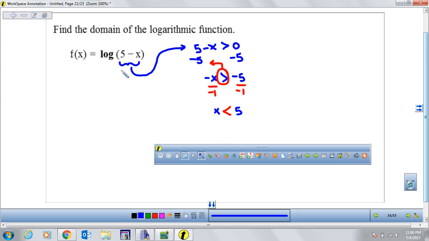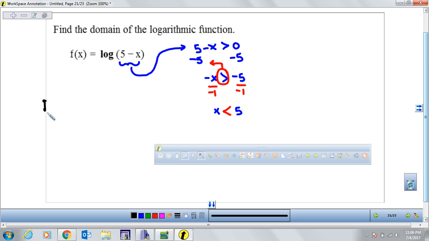If we were to graph it, we're going to see that the domain is anything from negative infinity all the way to 5. And 5 is going to be my vertical asymptote of that graph. That's where the graph is going to stop, if it was to be sketched, which in this case we don't actually need to do.